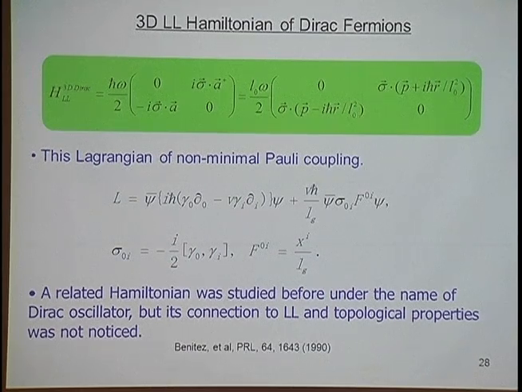I should mention that a similar Hamiltonian was studied before us, and we weren't aware of this until we finished the paper. It's under the name of the Dirac oscillator, but at that time, I think its connection with Landau level physics and the topological properties was not noticed.